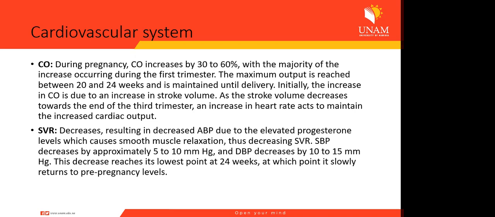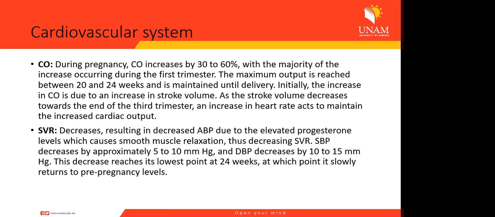In systemic vascular resistance, due to the effect of elevated progesterone, all right, there's drastic reduction in systemic vascular resistance with a concomitant reduction in arterial blood pressure. All right, this is all due to the smooth muscle relaxation effect of progesterone. The systolic blood pressure decreases, all right, approximately by about 5 to 10 millimeters of mercury normally, but the greater decrease occurs with the diastolic blood pressure, which decreases by 10 to 15 millimeters of mercury.